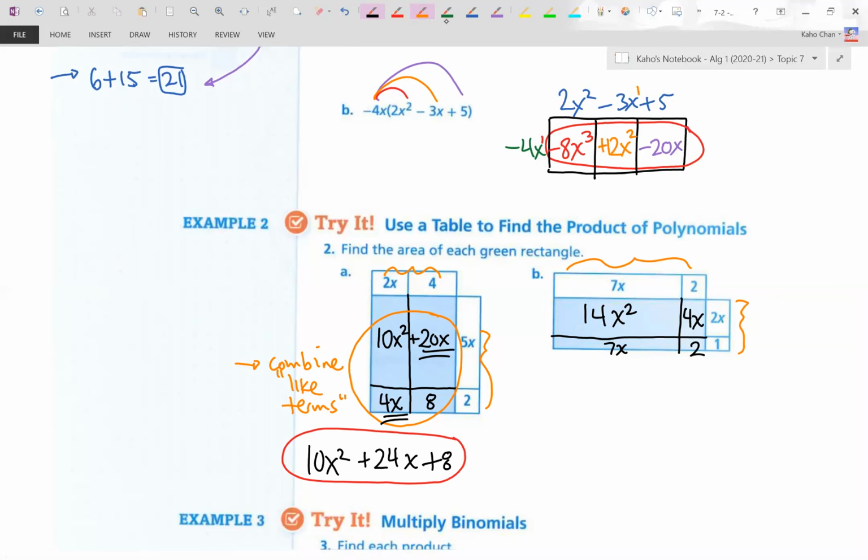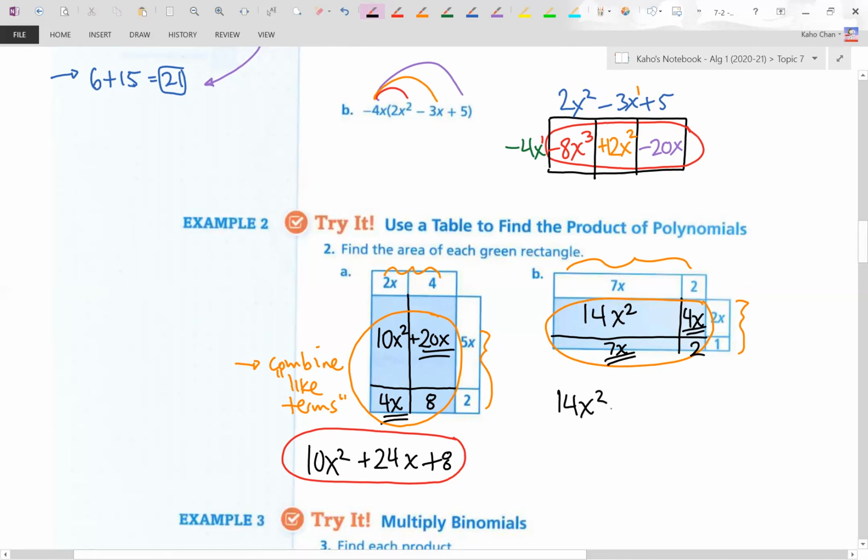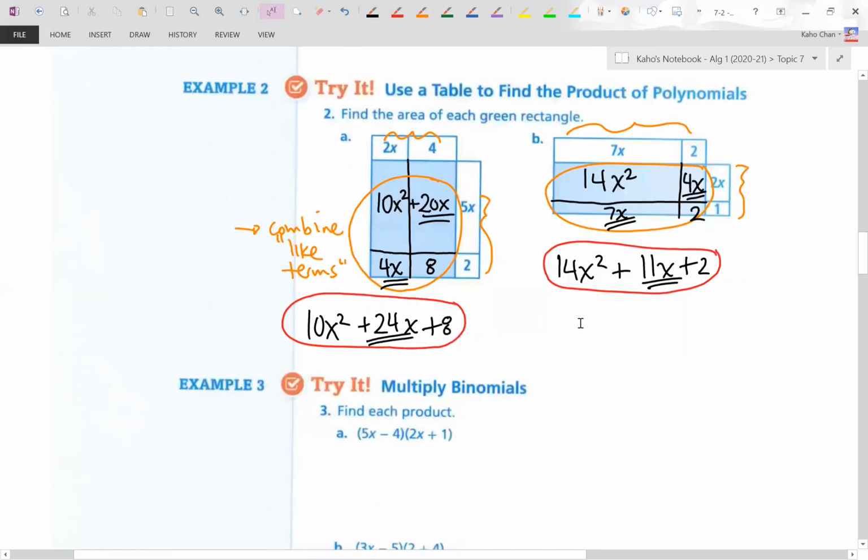Again, look to see if you can combine like terms. In this case, I can. 4x plus 7x is 11x in a moment. So keep that in mind. Those are like terms right there. 14x squared, though, stays the same. 4 plus 7 is 11x, the middle one. And then the 2 on the end. All right? Not too bad. Multiplication is not too bad, as long as you know your properties of exponents.